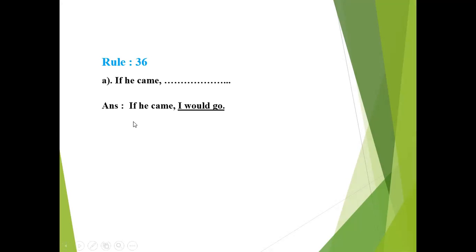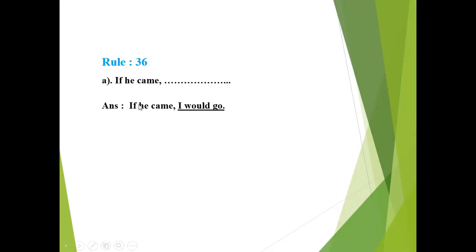Now, rule 36. A. If he came, dash. If the subordinate clause is in past tense and there is if at the beginning, past conditional is used to make it complete. In this case, the structure will be if plus past conditional. Past conditional means subject plus would, could, might plus extension. So the answer will be, if he came, I would go.